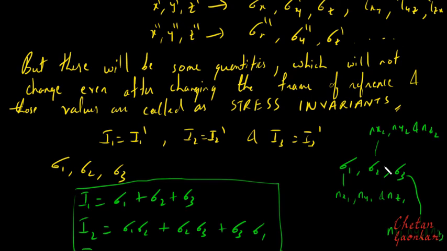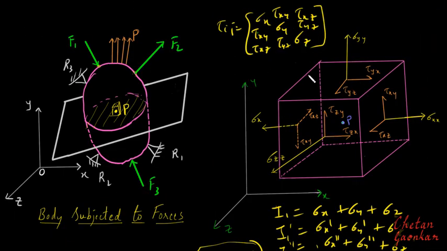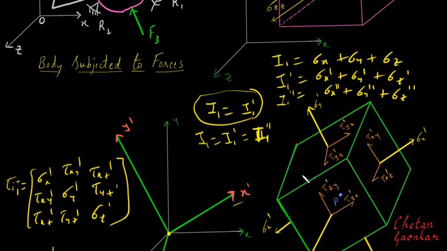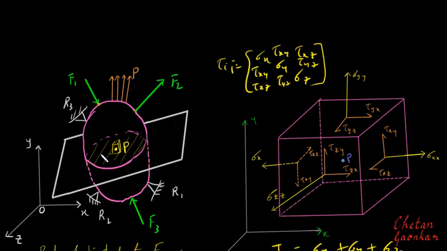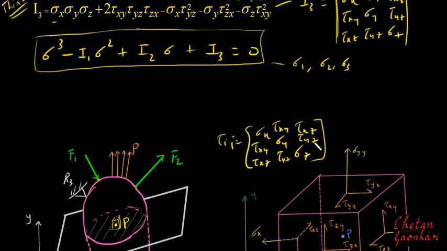And then we saw something called stress invariants, and we saw that with a different frame of reference the values of these rectangular stress components will change, but there will be certain combinations of these stresses whose values will not change. These are the combinations of stresses whose value will not change with a different frame of reference, and those combinations are called stress invariants. In particular, they are called the first stress invariant, second stress invariant and third stress invariant.